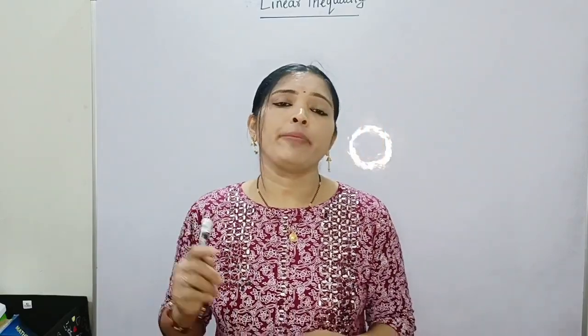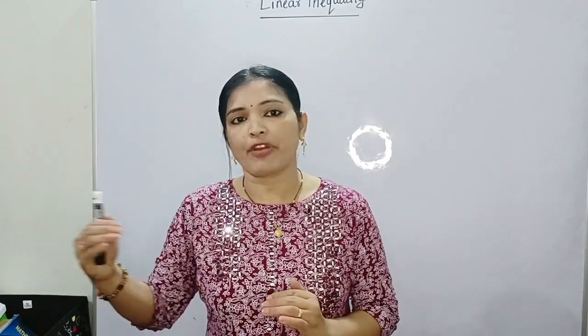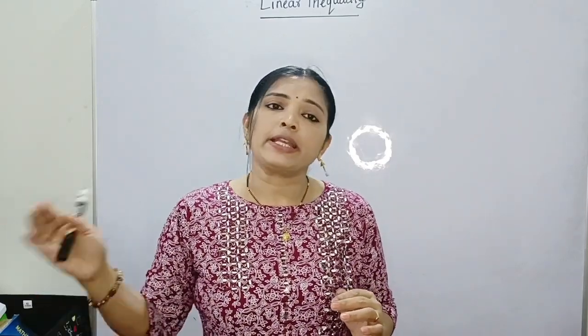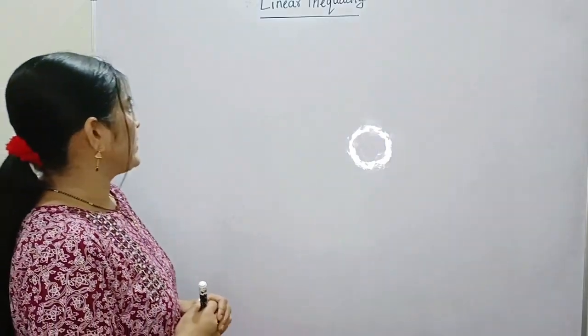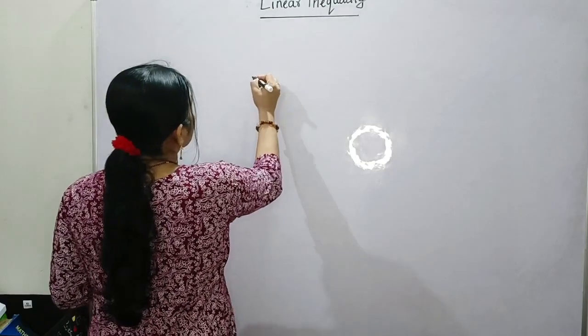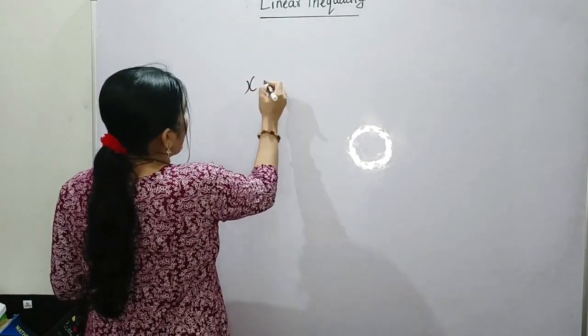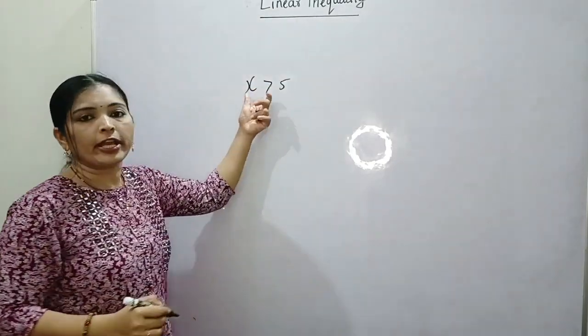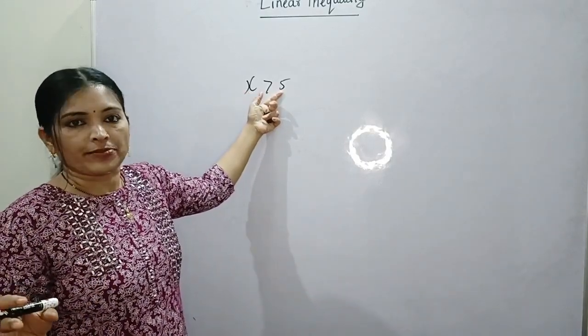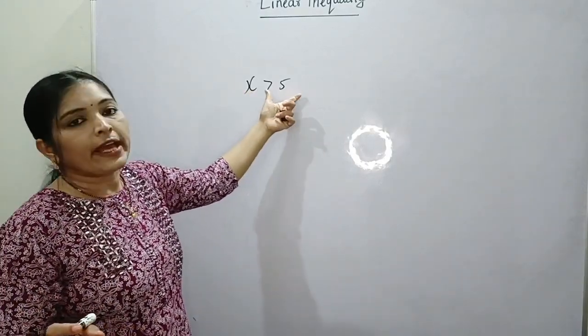For example, there are more than 5 members in her family. More than 5 members, not equal. So how can we write this? Let x be the number of members in her family. Then we can write x greater than 5. It's not equal, so this sentence cannot be written as an equation. x greater than 5.